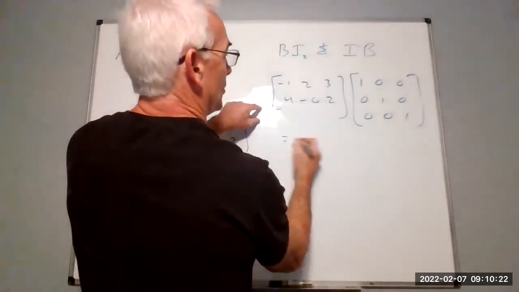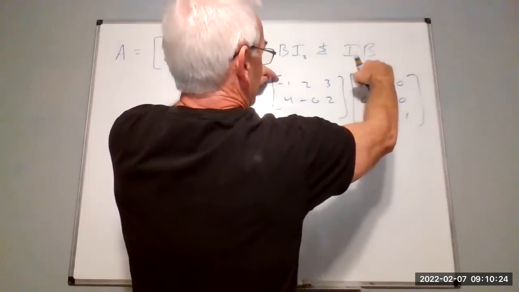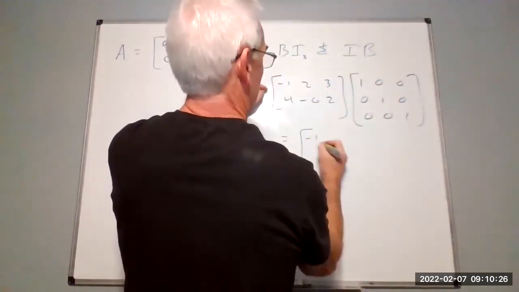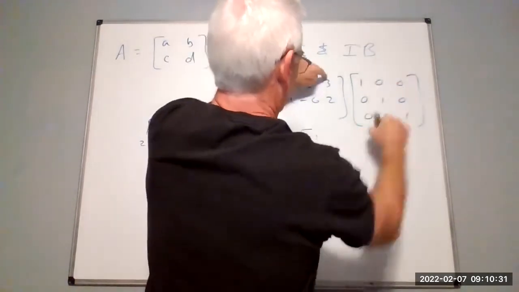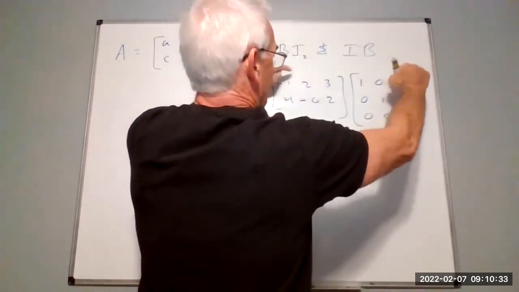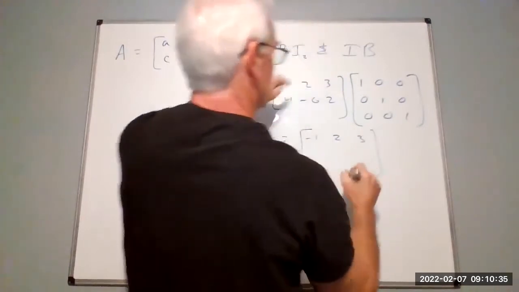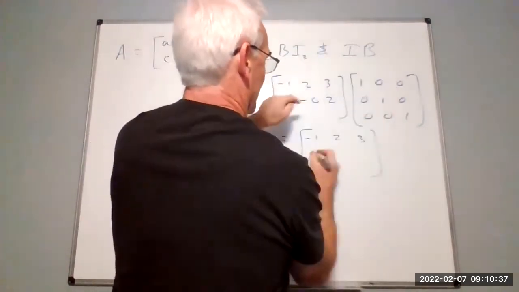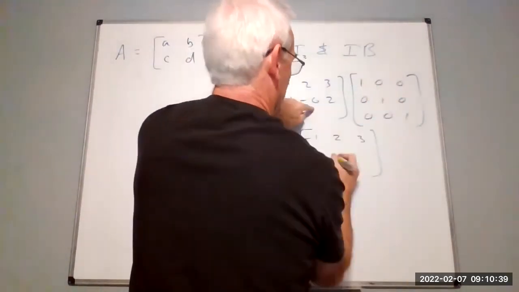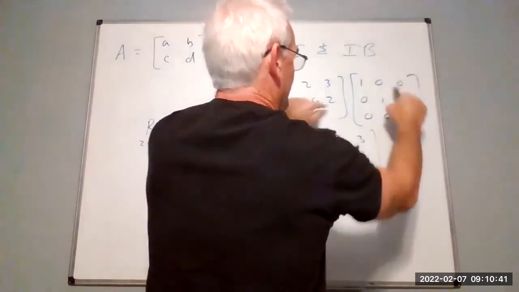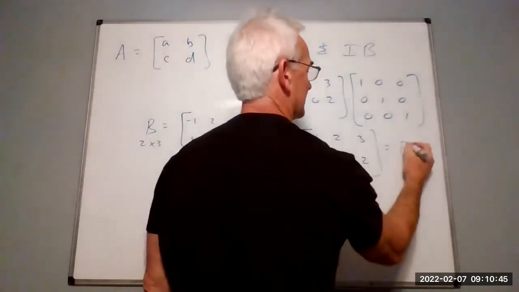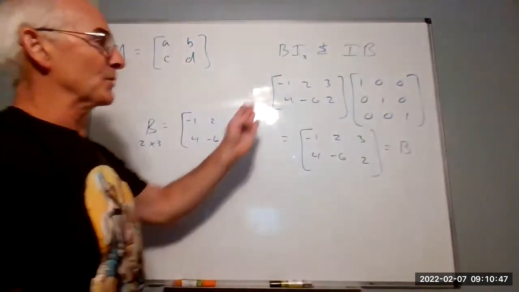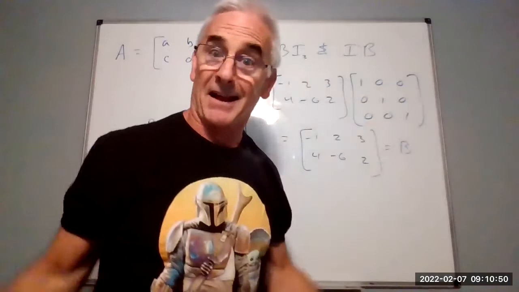So what do we get when we multiply? We get this and 0, 0. Then on the next column, we get 0 plus 2 plus 0. And then here we get 0 plus 0 plus 3. Then here we get 4 plus 0 plus 0. 0 plus -6 plus 0. And then 0 plus 0 plus 2. Oh, that's exactly B, isn't it? When I multiplied on the right by the identity matrix, I got exactly B.